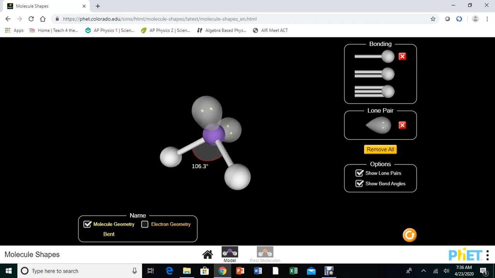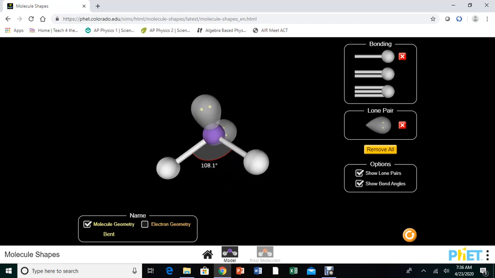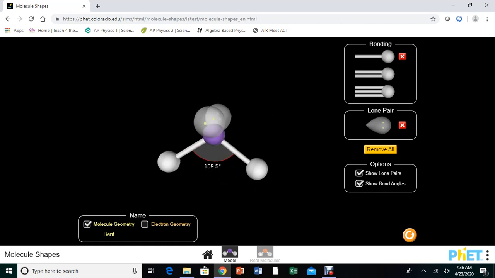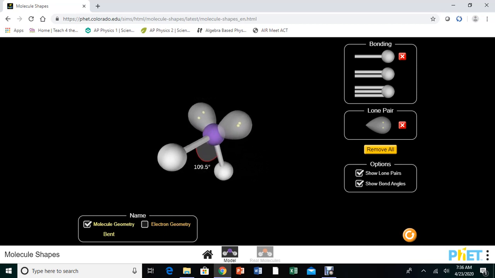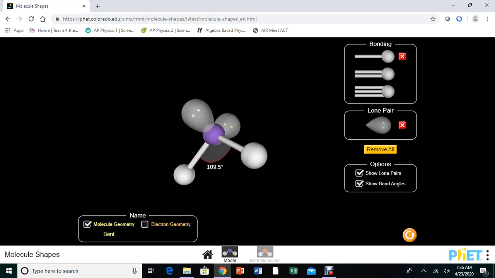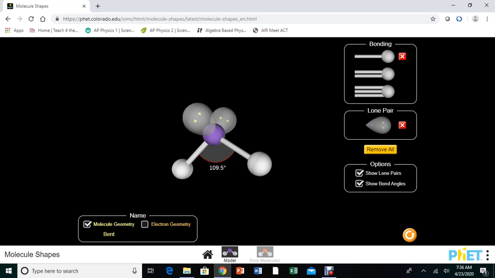If we add two lone pairs of electrons, that doesn't change the shape of the molecule, it's still bent. This is one of the only times that adding a lone pair would not affect what we call the shape of the molecule. But if you notice, the bond angle has drastically changed. It went from 120 to 109.5. And so we have decreased the bond angle because we have added a lone pair, which is going to repel the other valence electrons in this molecule.